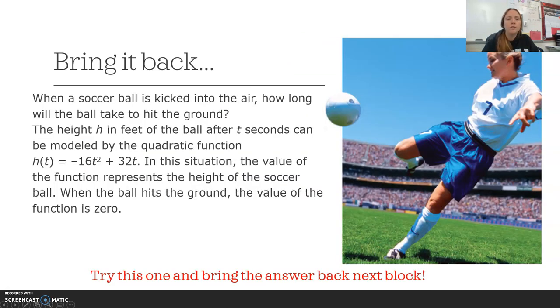So what I'd like for you to do is take a look at the problem here, the -16t squared plus 32t, and try to see if you can come up with an answer for next block. All right, make sure you've gone back and taken any notes that you might have missed, and I'll see you next block.